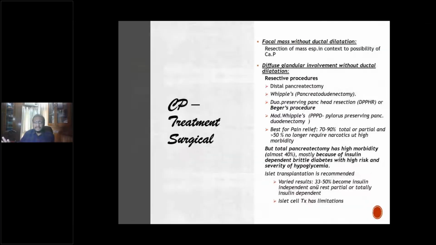So if we look at the third presentation of chronic pancreatitis, and that is focal mass without ductal dilatation. So remember I told you ductal dilatation. Ductal dilatation, single stricture, multiple stricture. So you can do a Puestow's, you can do a Frey. Now you've got no duct dilatation, but you've got a focal mass. Now that mass has to be resected. Why? Because you can never be sure that you're not dealing with carcinoma pancreas. So focal mass without ductal dilatation, it has to be resection.